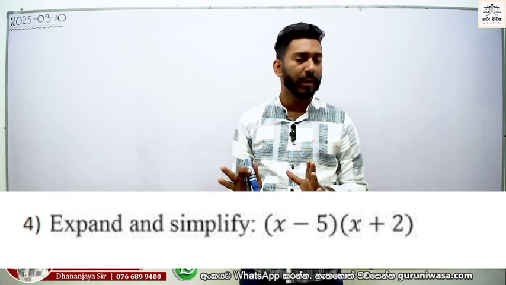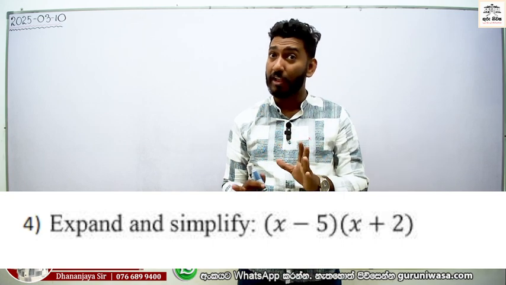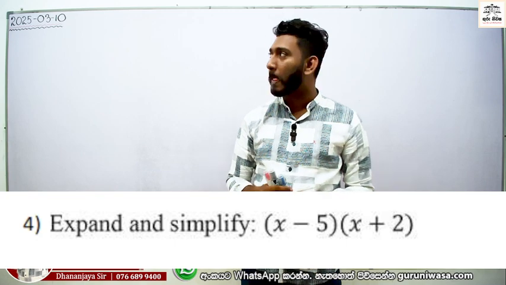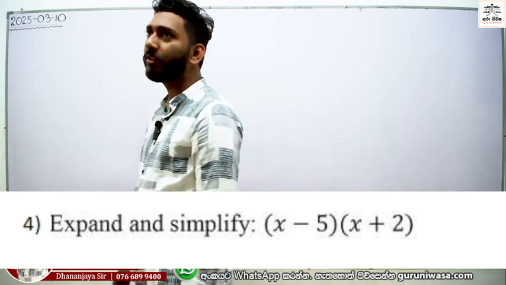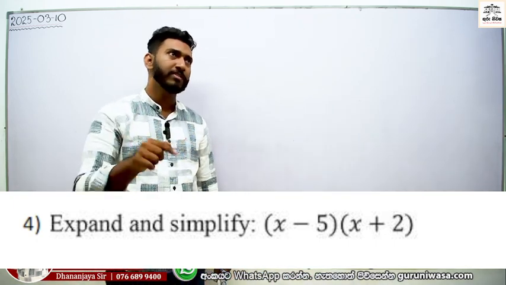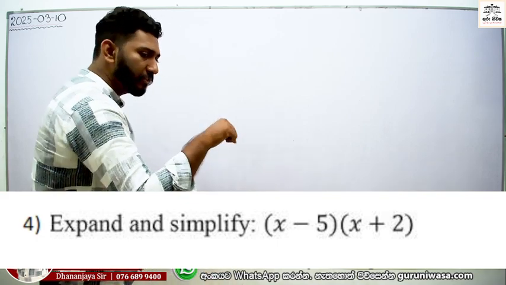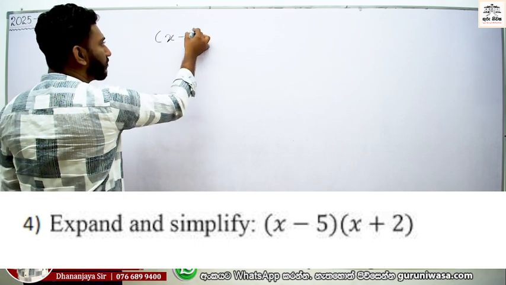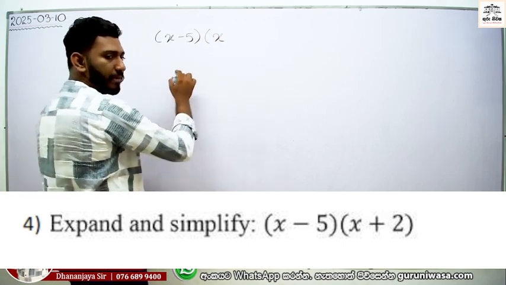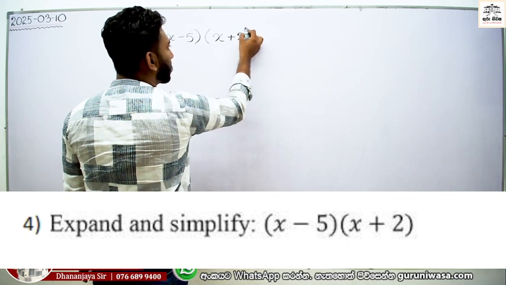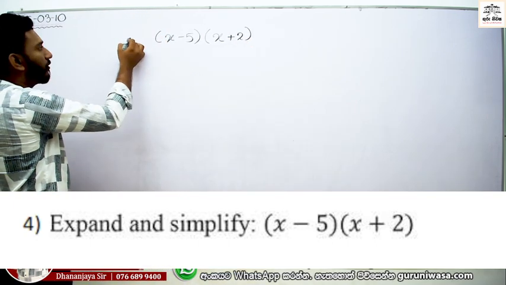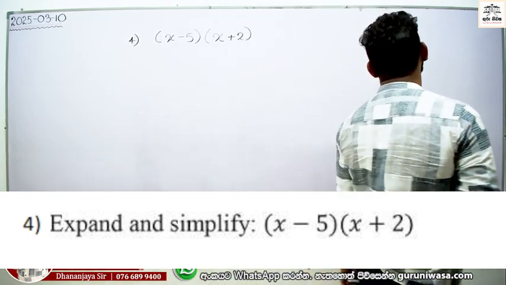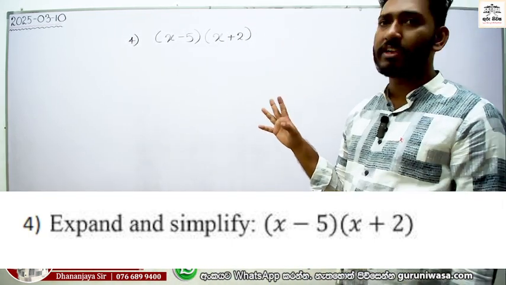Expand and simplify. And this one's relevant to the algebraic expressions, the product between the two binomial expressions. And this one's easy because the coefficient of x is 1. Look at this. x minus 5 into x plus 2. Right? This is question number 4. And this scenario is very easy to write.